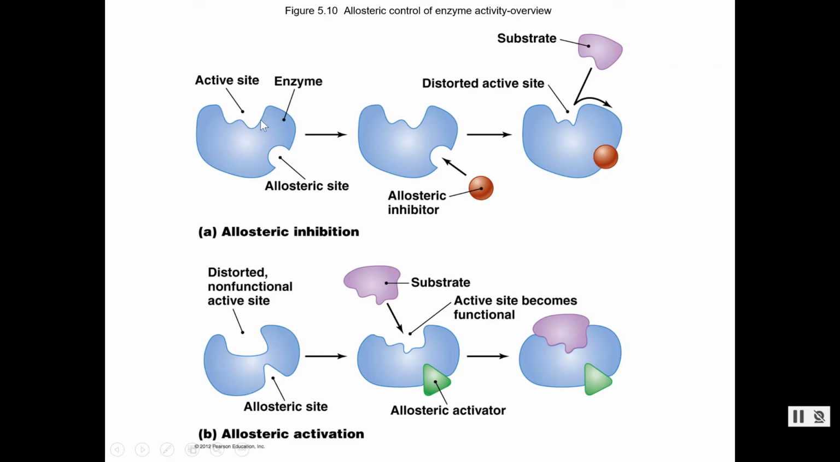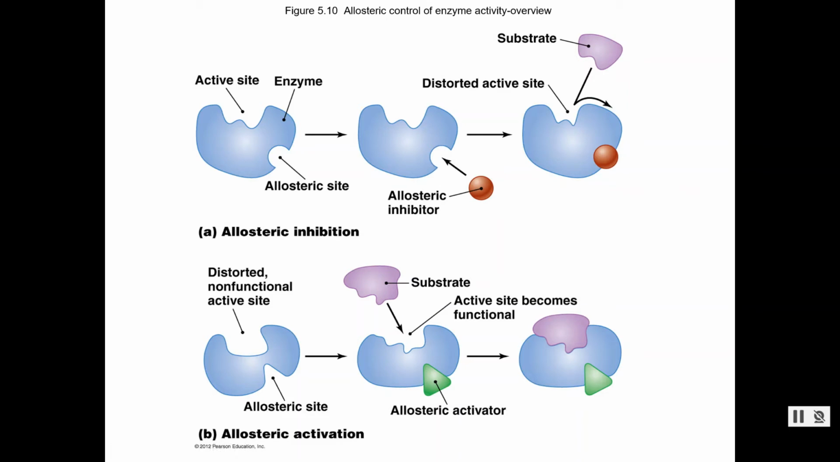We know what an active site is. That's the site that binds the substrate. It's going to do the work. Allosteric is someplace else on that protein, on that enzyme. This is an allosteric site. So when we're talking about allosteric, we can have an allosteric inhibitor. So this is a molecule that binds at this allosteric site, someplace other than the active site.